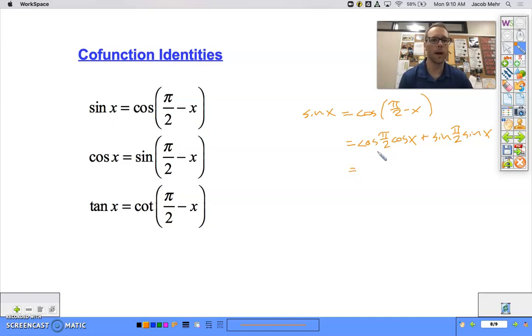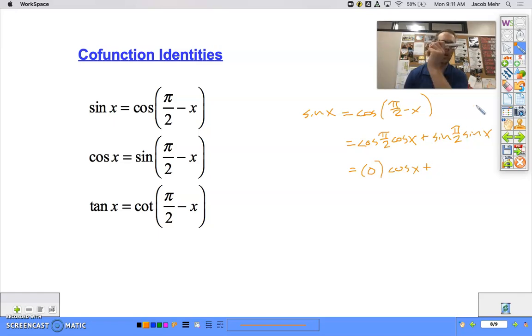What's the cosine of pi over 2? Well, where are we looking at on the unit circle? That would be at the top, wouldn't it? Okay. So, the cosine of pi over 2 is 0. Now that's just an x, so we'll just leave it.